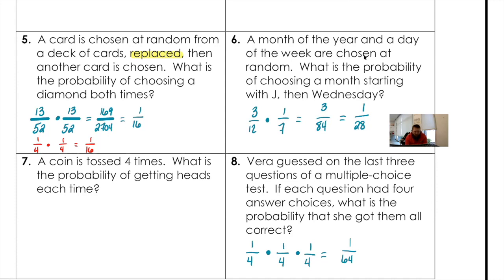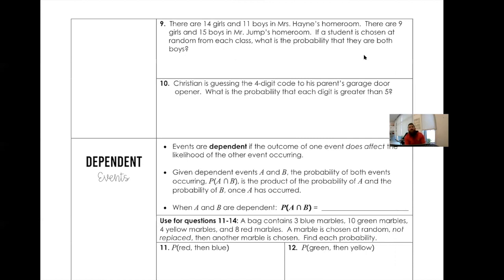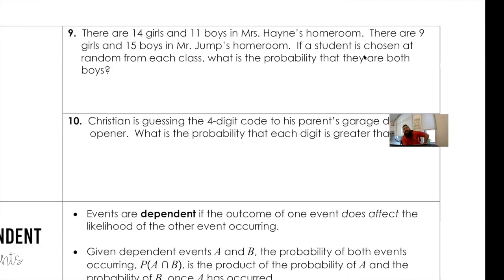You know what? There's more on the next page. I didn't even need to do that extra one. Holy cow. 14 girls and 11 boys in Mrs. Haynes' homeroom. 9 girls and 15 boys in Mr. Jump's homeroom. Jumpman, Jumpman, Jumpman. If a student is chosen at random from each class, what is the probability that both are boys?